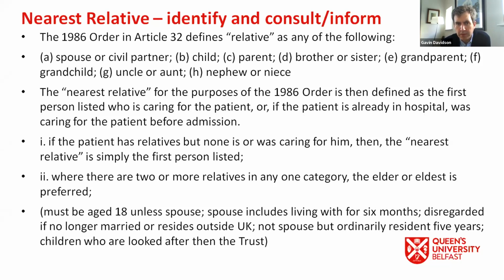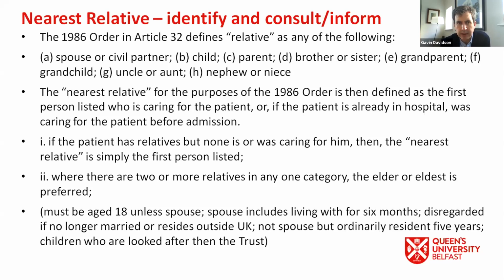If one of the people on that list is providing care for the person, then they're regarded as the nearest caring relative, and they jump to the top. So if the person has a caring relative, they are the nearest relative. If that's not the case, then it's just the first person in the first category that's relevant. If there are two people in the category, then it's the older or eldest. There are a few people excluded from acting as nearest relative. So nearest relative must be aged 18 unless it's the person's spouse. And the definition of spouse includes a person living with the person being assessed as their partner for 6 months.